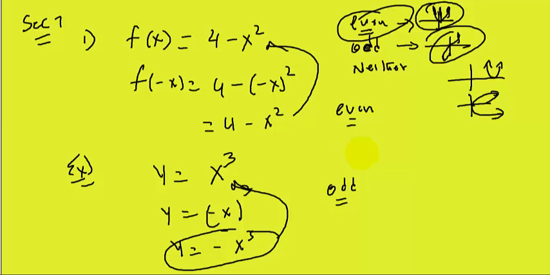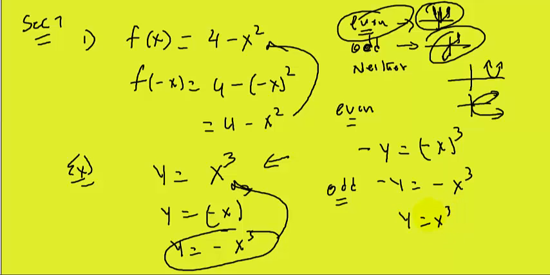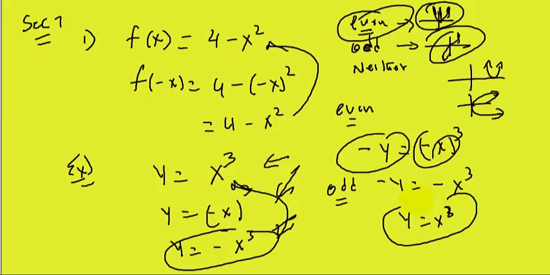Another way to check for an odd function is to replace both x and y with their negatives. Negative y is equal to negative x to the third. When you divide both sides by negative 1, you get back to what you started with, then it is odd. So you can either check whether it becomes the opposite, or replace both of them, and if it turns out to be the same, then it's odd.